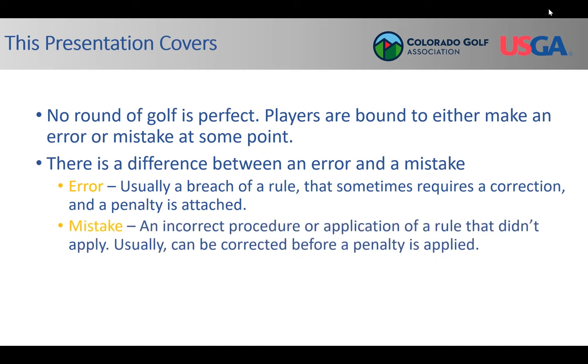When I think of a mistake during the round, I usually think of it being an incorrect procedure or the incorrect application of a rule that might or might not have applied to what we were doing. So with an error, breaching that rule, the rule existed and we did something that went against what the rule says. In this case, with a mistake, the rule exists and we're trying to get it right and we're almost there, but just something wasn't exactly all the way there.